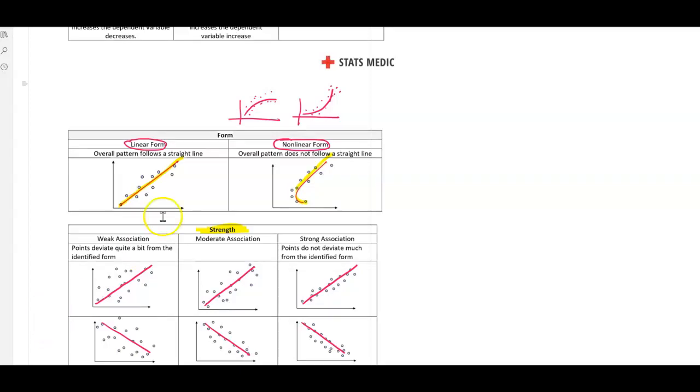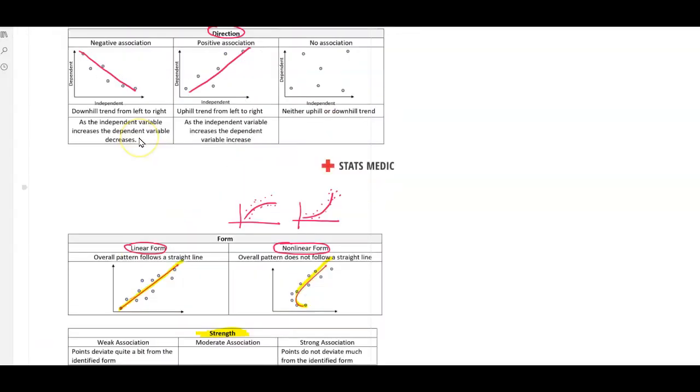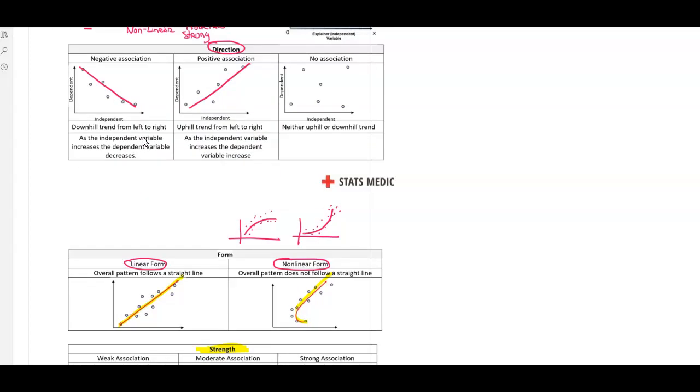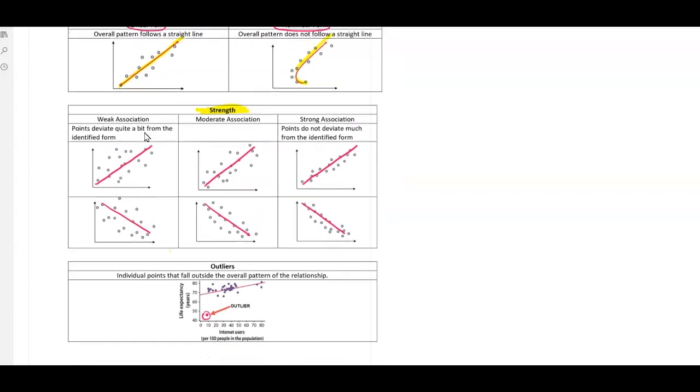Then the strength was, we had weak, moderate, or medium, and strong. And that was how close the dots are to the form. So in this case, a strong association would be the dots are pretty close to whatever the form is. The form in this case is linear, and the dots are fairly close to that line. So we'd say there's a strong association between the two variables.